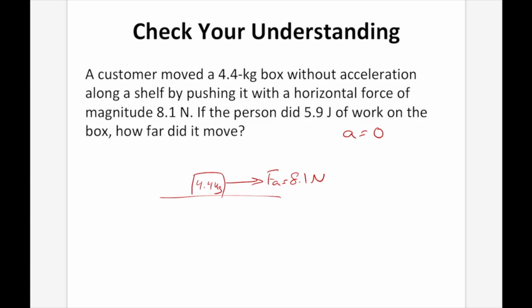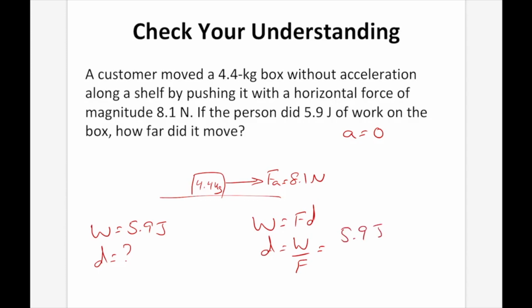If the person did 5.9 joules of work, so work is equal to 5.9 joules, how far did it move? Now, distance is our question. So work is going to equal F times D. D is going to equal W divided by F. The work we're told is 5.9 joules. The force is 8.1 newtons. And when you divide them out, you get 0.73 meters.